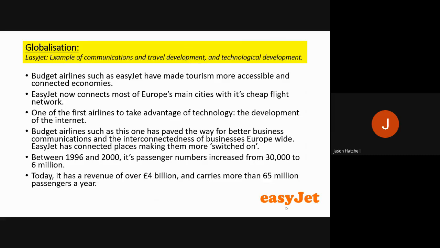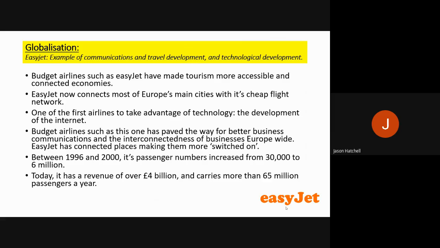Cheap flights is its main goal, and it was one of the first airlines to take advantage of internet technology. So in 1998, it started to sell tickets for flights online. And budget airlines like this, there are other examples like Ryanair, for example, in Europe, have paved the way for better business communications. They've connected more businesses Europe-wide. They have made places more switched on in Eastern Europe, particularly.